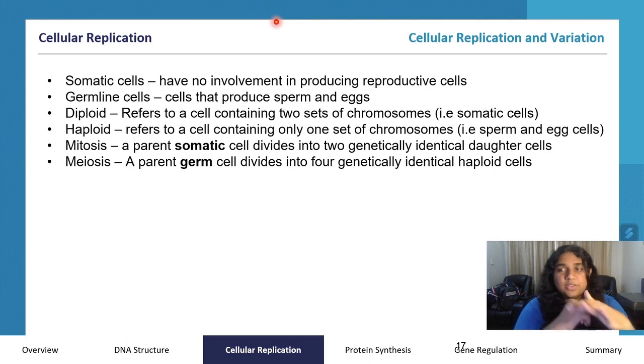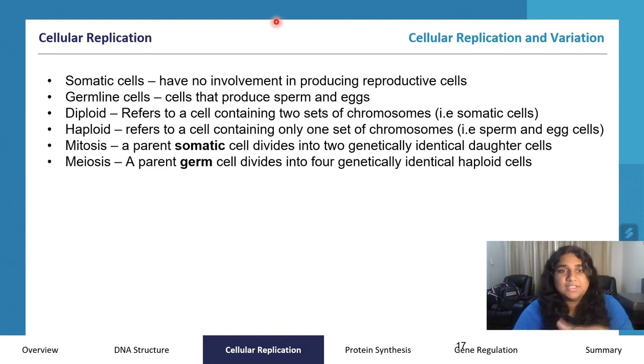So first of all, we've got two types of cells, or two kind of categories of cells in our human body. The first one being somatic cells. So these ones are your regular body cells. They have no involvement in producing reproductive cells, and they've got nothing to do with fertilization and creation of gametes and zygotes and things like that. Germline cells, however, are the cells that end up producing sperm and eggs. So these two are the ones that fuse together to produce a baby in fertilization, basically.